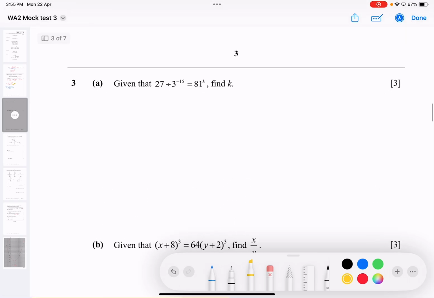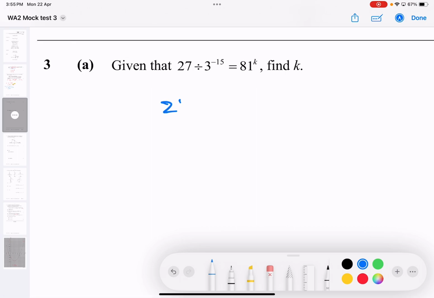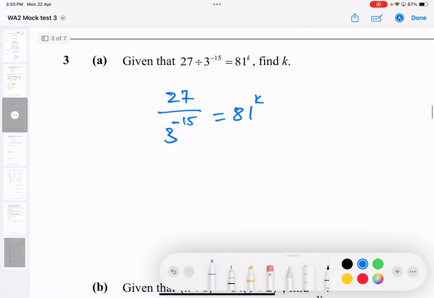Alright, moving on. This is an indices question. Given that 27 divided by 3 to the power of negative 15 is equals to 81k, find k. So this type of question, what is the first step that you need to do? Change everything to the same base. So Rudra, can you help us out? 27, first which base do you want to change it to? 3, good. So 27 is what? 3 to the power of 3.